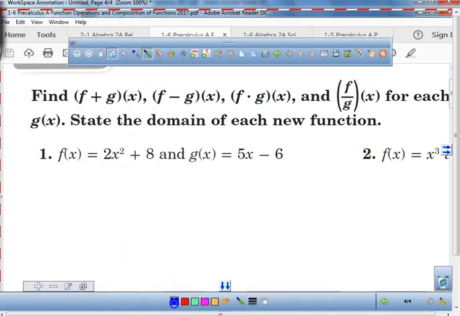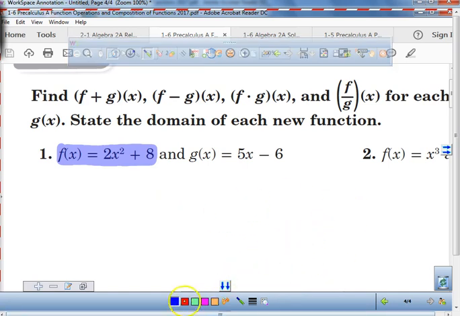Going to highlight f of x in blue, because that's your favorite color, right, blue? No. No, it's not. It's pink. No. No. Green. Okay, we're doing blue and green.